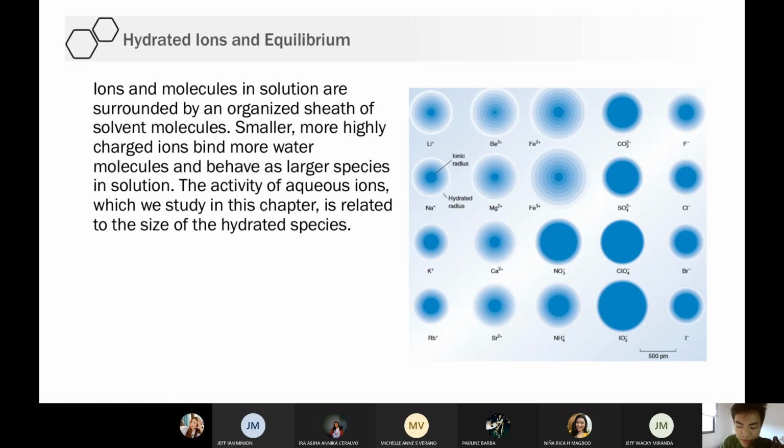So according to this, ions and molecules in solution are surrounded by an organized sheath of solvent molecules. Why? Because there is an interaction between ions and water, and that's called the ion dipole interaction. So water is a dipole molecule, and our ions are charged particles, so that means the two can have interactions. Suppose we have sodium chloride ions. Sodium is positively charged, chloride is negatively charged.